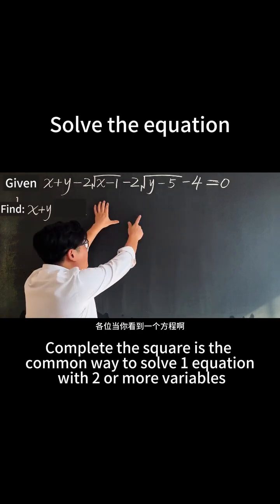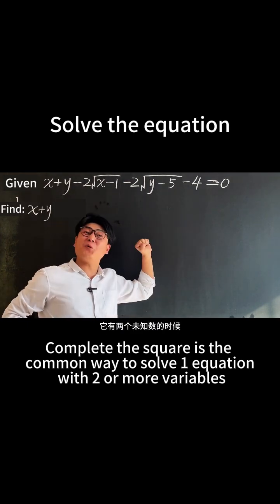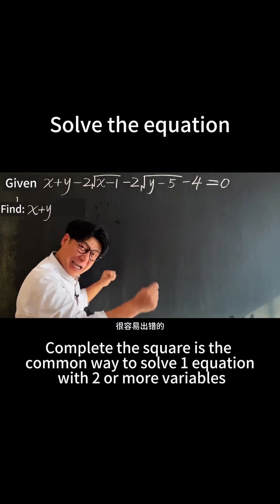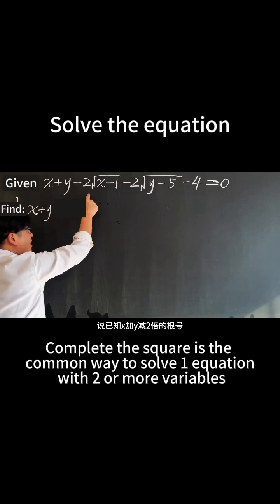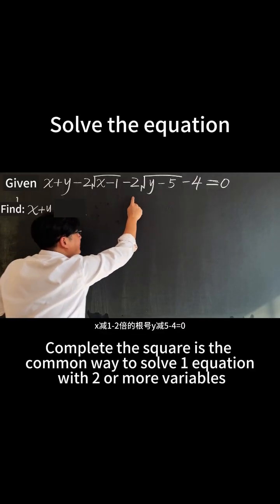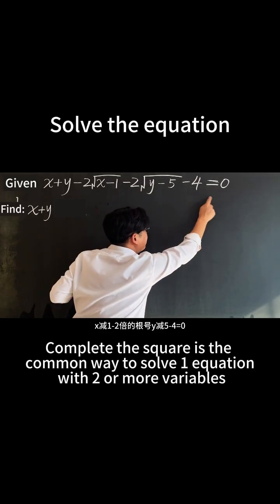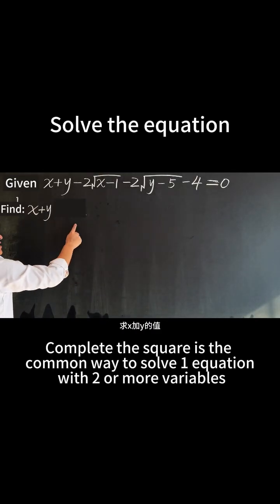When you see an equation with two unknowns, you must be careful. It's very easy to make mistakes. Let's look at this problem. It says, given that x plus y minus 2 times the square root of x minus 1 minus 2 times the square root of y minus 5 minus 4 equals 0, find the value of x plus y.